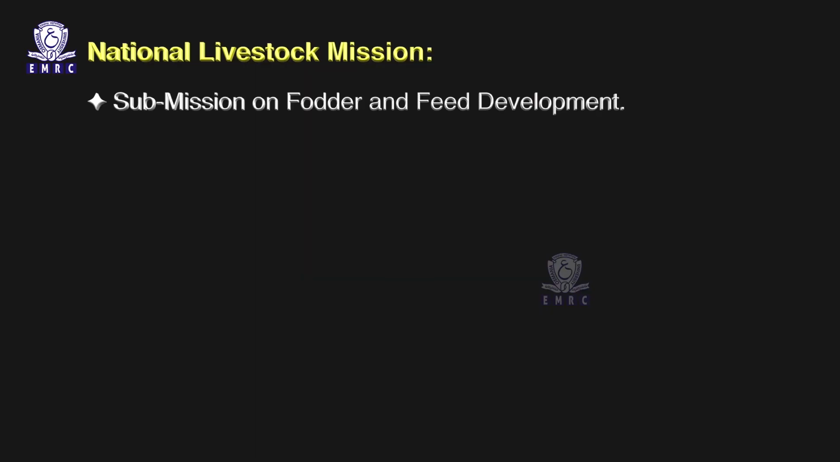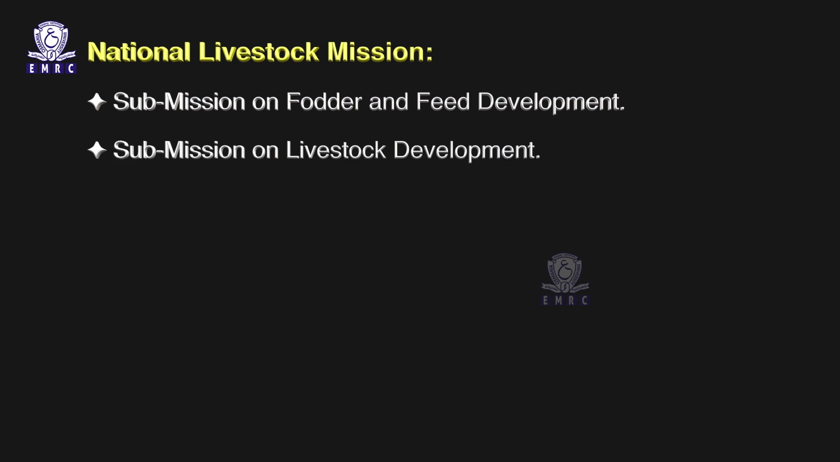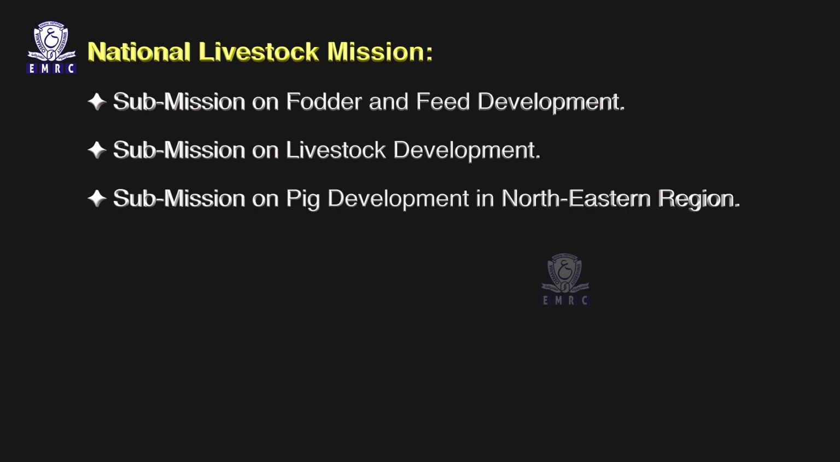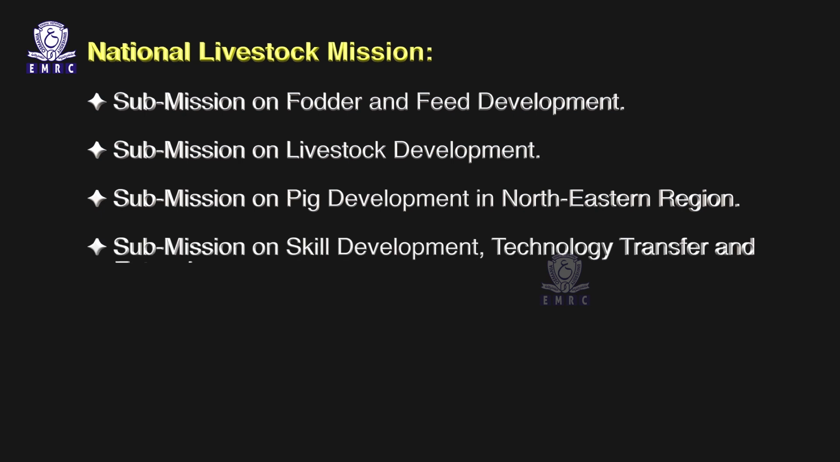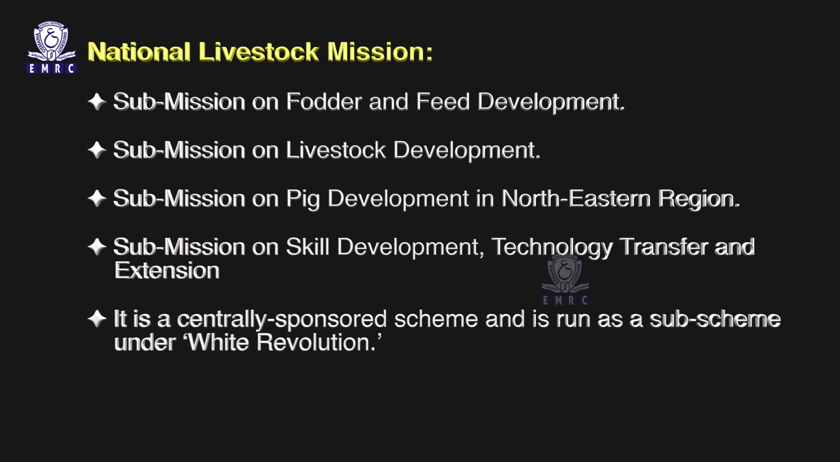National Livestock Mission. This mission encompasses all the Indian states. There are 4 sub-missions under the National Livestock Mission. Let's look at them. Firstly, the sub-mission on fodder and feed development, sub-mission on livestock development, sub-mission on pig development in the northeastern region, sub-mission on skill development, technology transfer and extension. So what is this mission? It's a centrally sponsored scheme and is run as a sub-mission under the White Revolution. It started operating in 2014. It ensures qualitative and quantitative improvement in the livestock production systems, especially in sheep, goat, pig, poultry, feed and fodder sector.